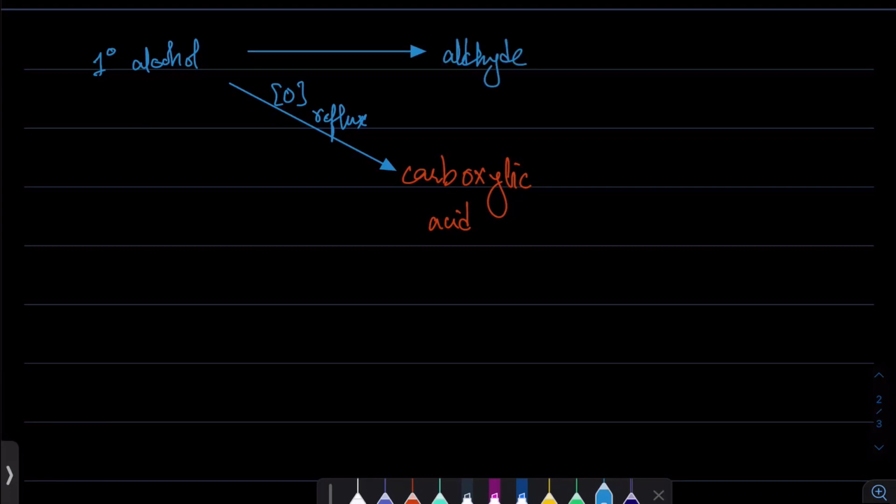Again, just the primary alcohol. Secondary alcohol will not form aldehyde. And this aldehyde can be converted to carboxylic acid by using any oxidizing agent. So this will form in distillation, but from aldehyde we can get carboxylic acid back through any weak or strong oxidizing agent, doesn't matter. So the first thing is that we can make it by oxidizing.